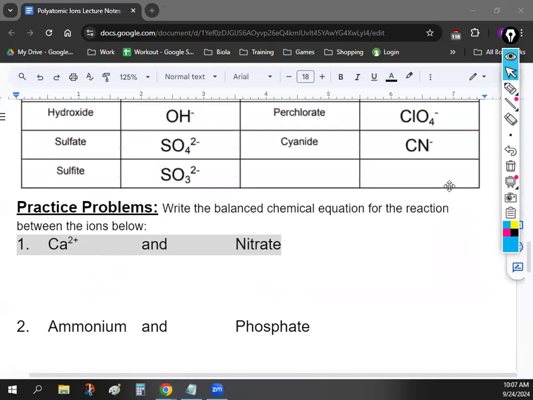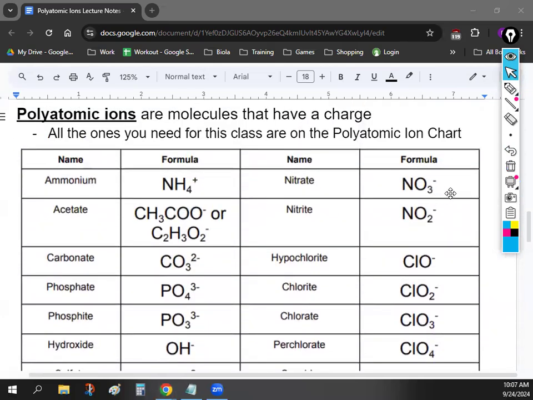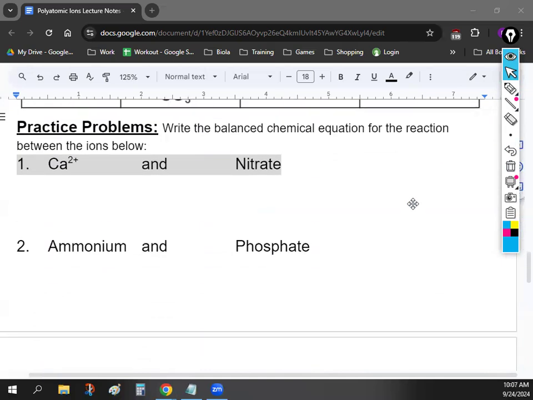Okay, so if you take a look at nitrate, hopefully you see that it's NO3- right here. So we're going to copy it exactly the way that it is written on the chart. So here we're going to write Ca2+ is combining with NO3-. This is nitrate, okay? And again, I didn't change anything about it. You keep it exactly in the same order that it's there, okay?